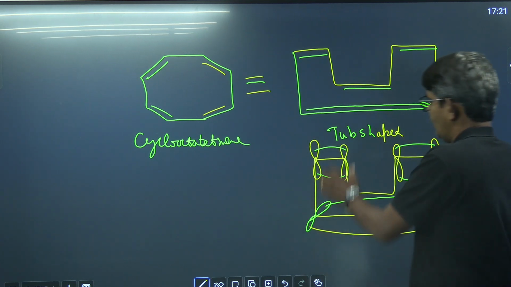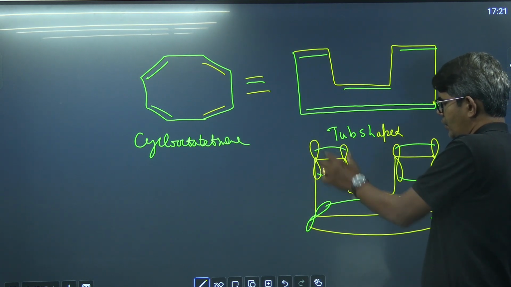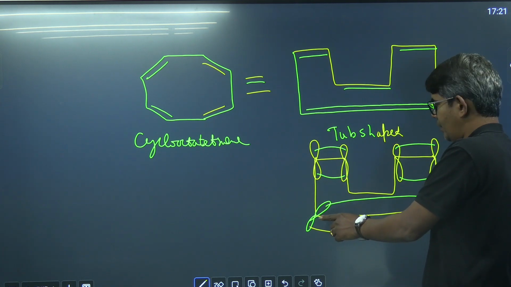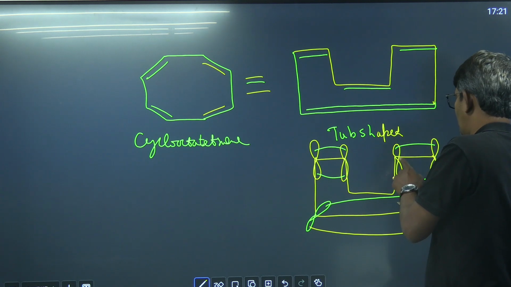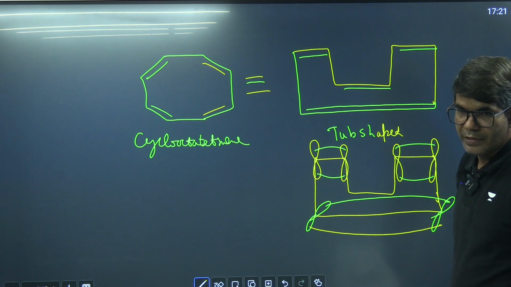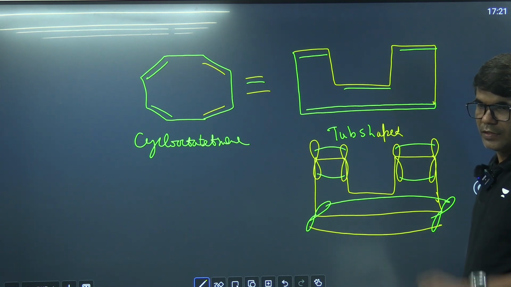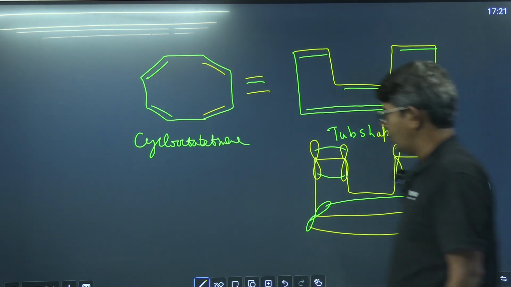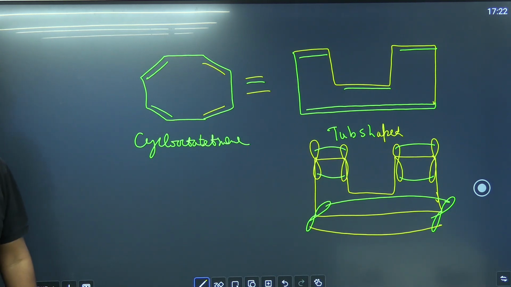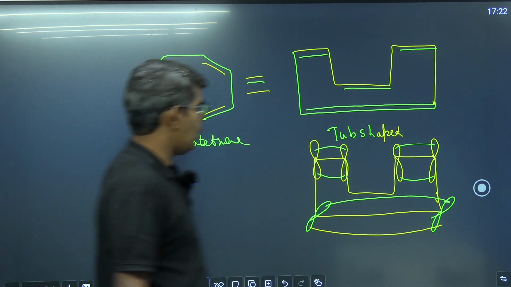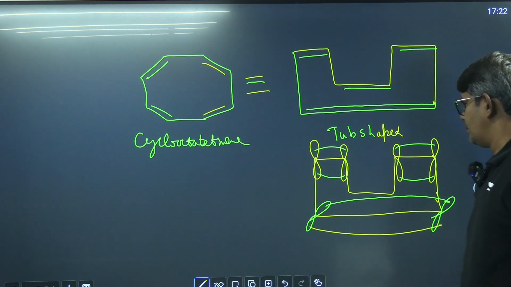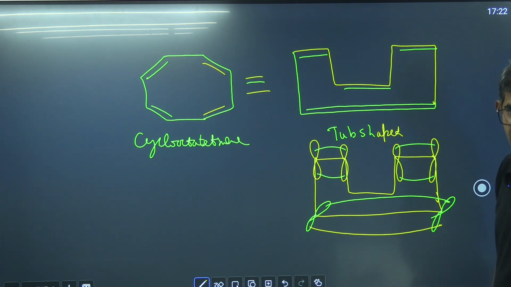See, these two p orbitals are in one plane, these two p orbitals are in another plane. 1, 2, the third p orbital is in a different plane. Here also, 1, 2, 3. So, this is in a different plane. Is that clear? So, that is the reason why this cyclooctatetraene is not considered to be conjugated. There is no conjugation. Is the concept clear?